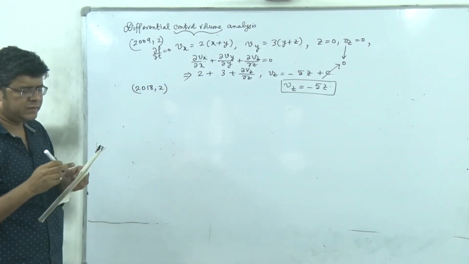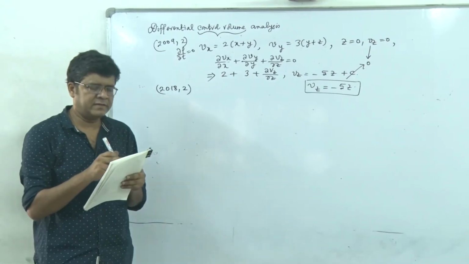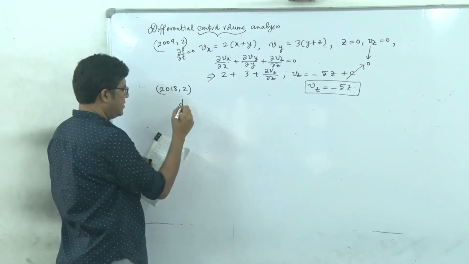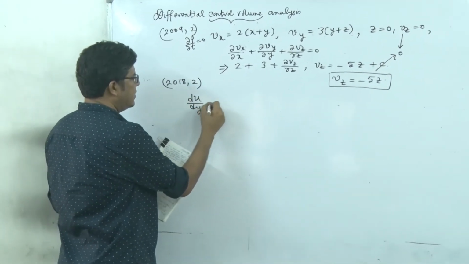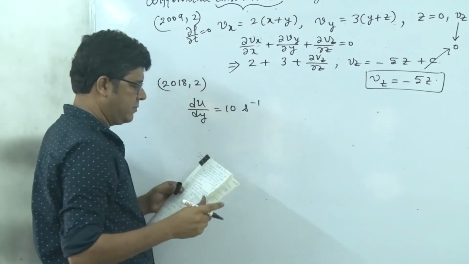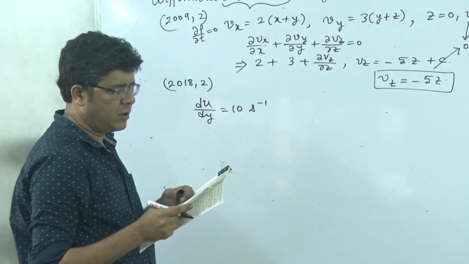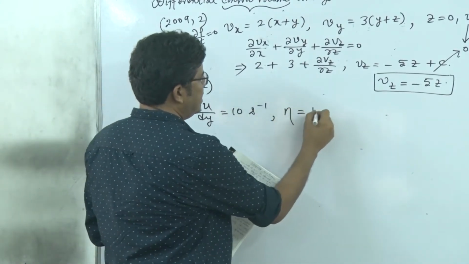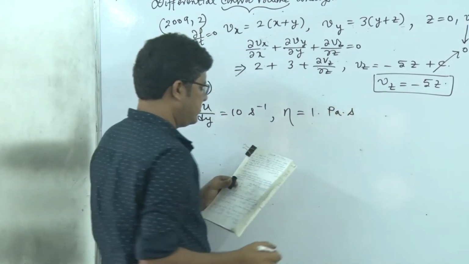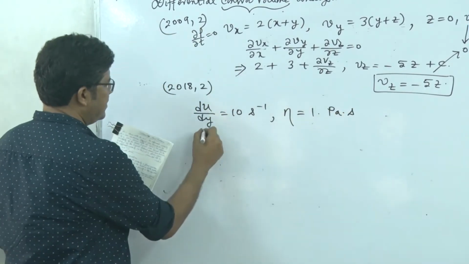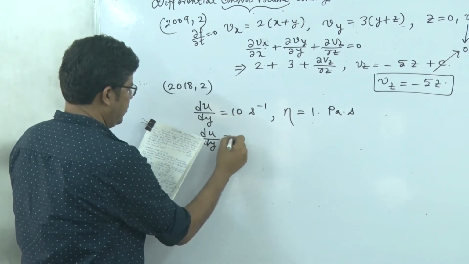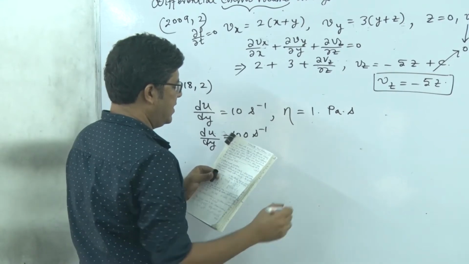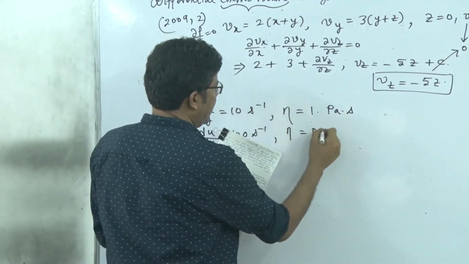See, what is the statement? At a shear rate, that is du/dy, equal to 10 second inverse, the apparent viscosity of a non-Newtonian liquid is found to be eta equal to 1 Pascal second. At the shear rate du/dy equal to 100 second inverse, the apparent viscosity of the same liquid is 0.5 Pascal second.